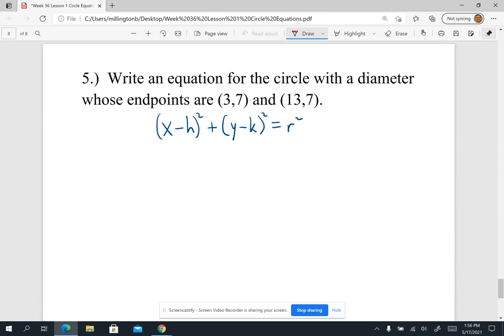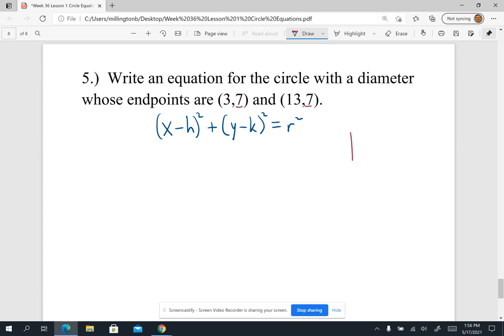All right, number 5, write an equation for a circle with diameter whose endpoints are 3, 7, and 13, 7. So here I don't know what the radius is. I actually don't know what the center is either. But one thing I do notice right away is that the y values are the same in both of these. So that means the diameter that they're giving us is a horizontal segment because they got the same y value.